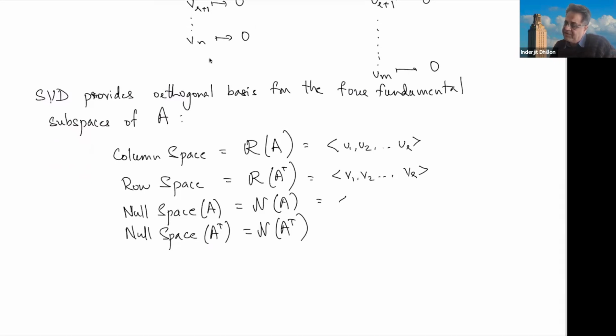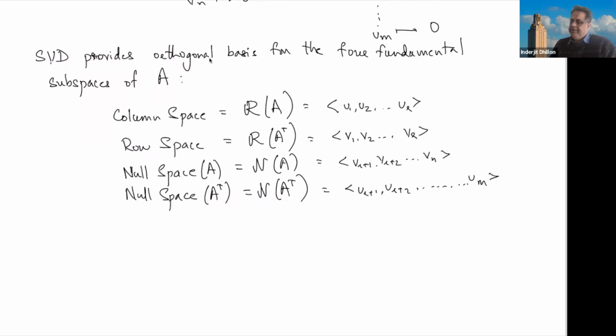And then the null space is VR plus 1, VR plus 2 through Vn. And then the null space of A transpose is UR plus 1, UR plus 2. And since we are assuming that M is greater than or equal to N, I have UM.